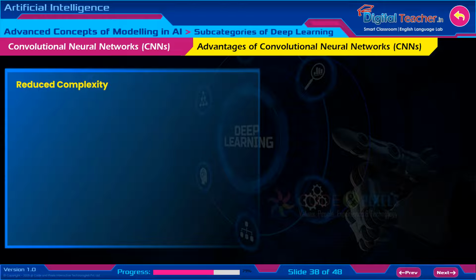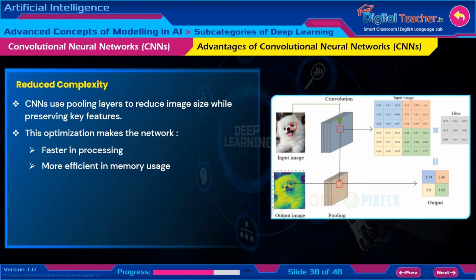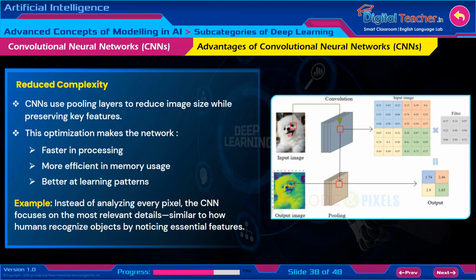Reduced complexity. Convolutional neural networks use pooling layers to reduce image size while preserving key features. This optimization makes the network faster in processing, more efficient in memory usage, and better at learning patterns. Example: instead of analyzing every pixel, the convolutional neural network focuses on the most relevant details, similar to how humans recognize objects by noticing essential features.